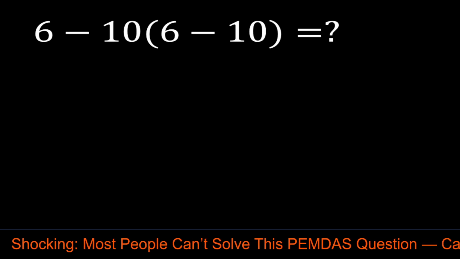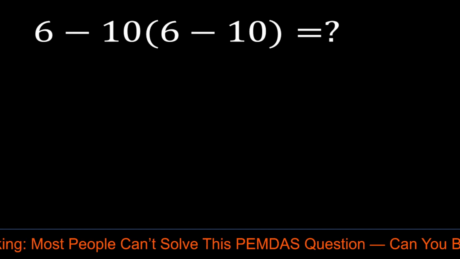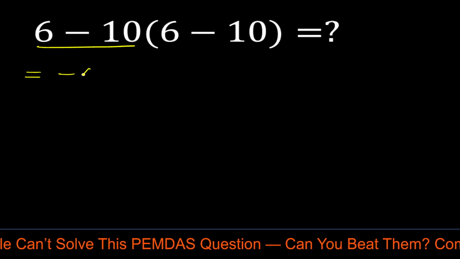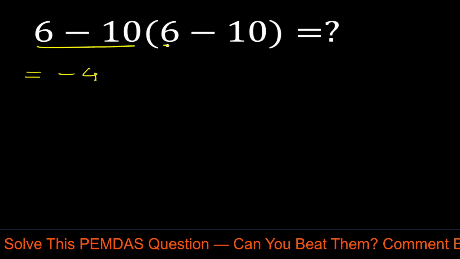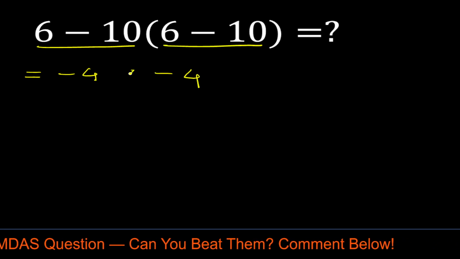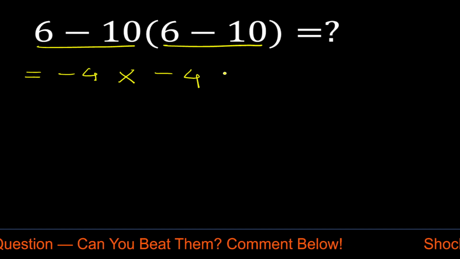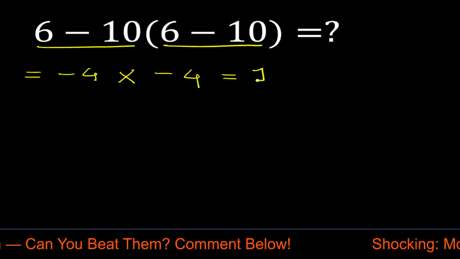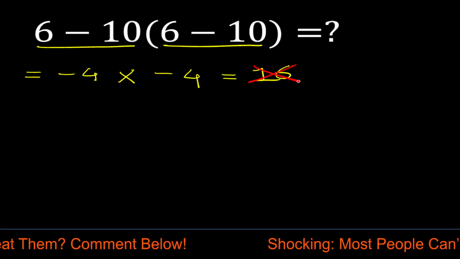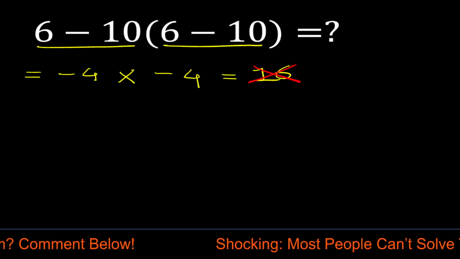So most people solve this question like 6 minus 10. So 6 minus 10 is equal to minus 4, right? Then again 6 minus 10, so 6 minus 10 is also equal to minus 4. Now minus 4 times minus 4, so minus 4 times minus 4 is equal to 16, right? But this answer is not correct. This answer is completely wrong.